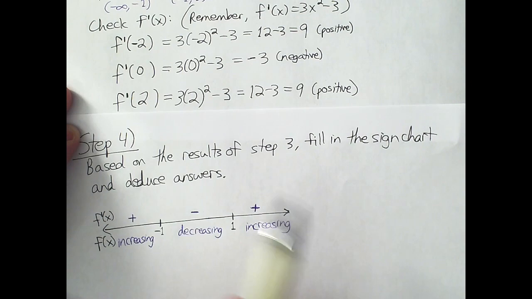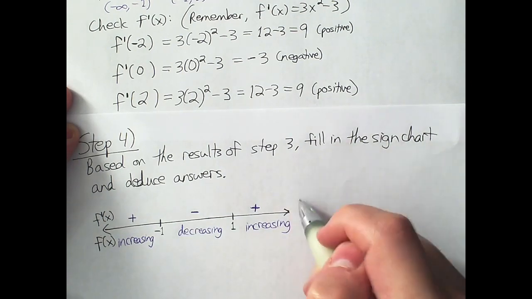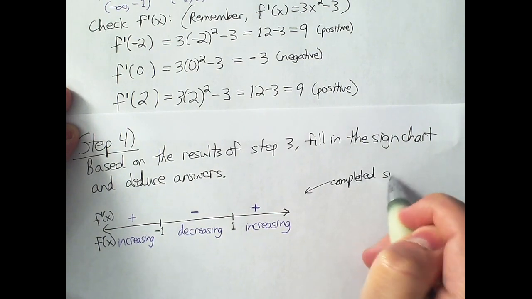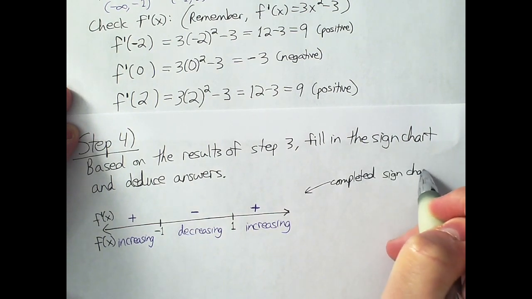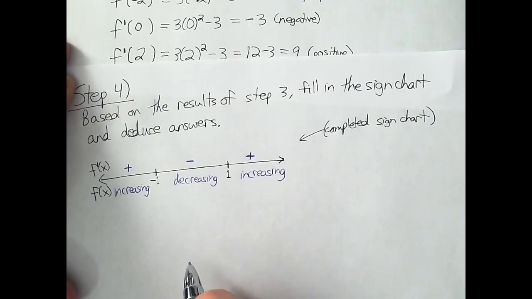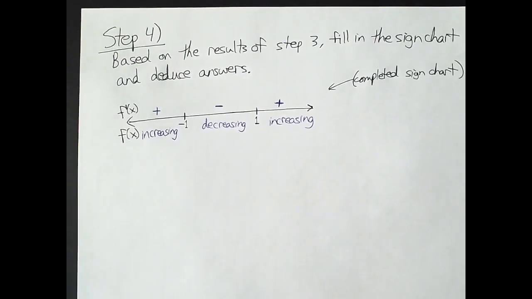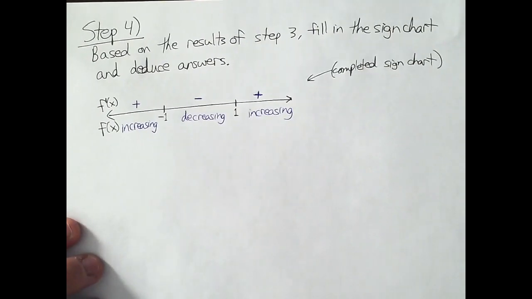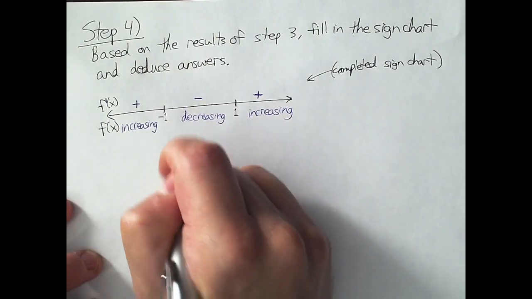That's all. That's the completed sign chart. Okay? Completed sign chart for this problem. And now we can write our answers. We can deduce answers based on this. Can you see where it's increasing and decreasing and where the local maxima and minima are? So, answers.